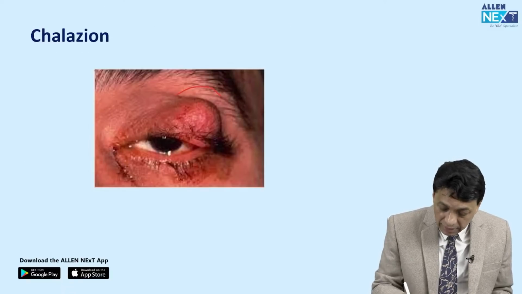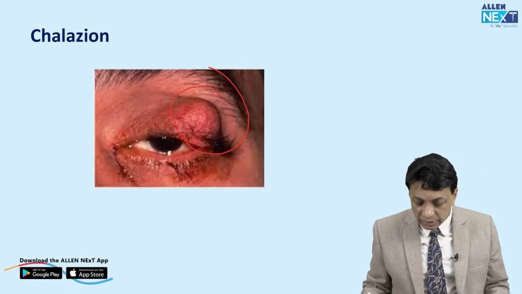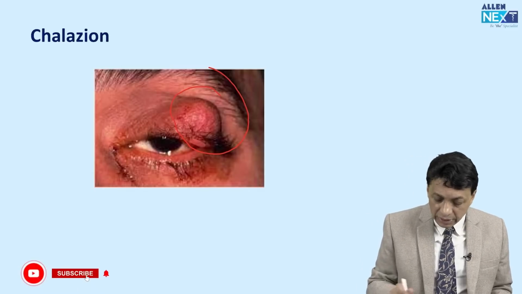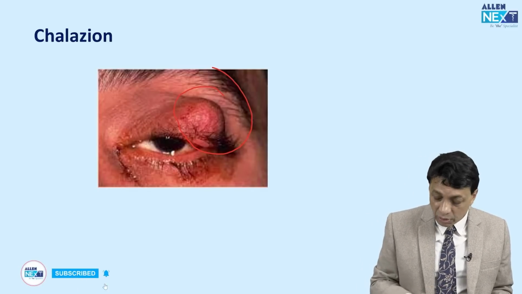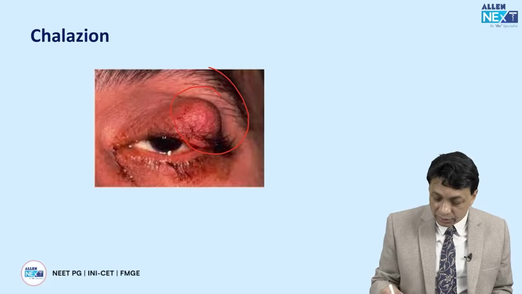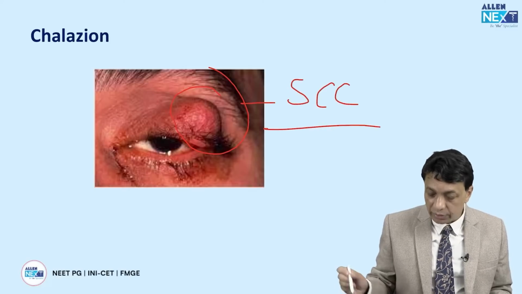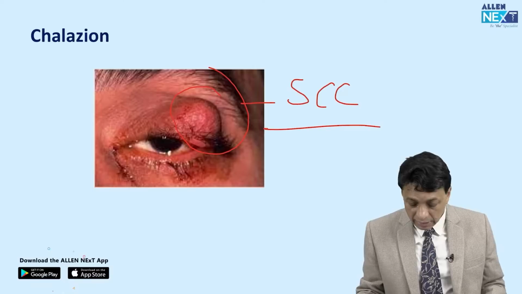And you can see it here. Look at that. This is an old gentleman, as you can see, and this looks just like a chalazion, but it's not a chalazion. It's actually a sebaceous cell carcinoma, which can be extremely malignant, and very dangerous.